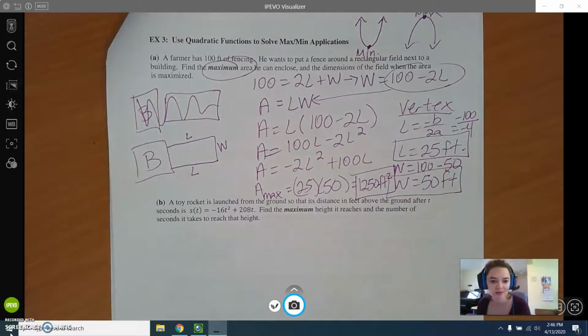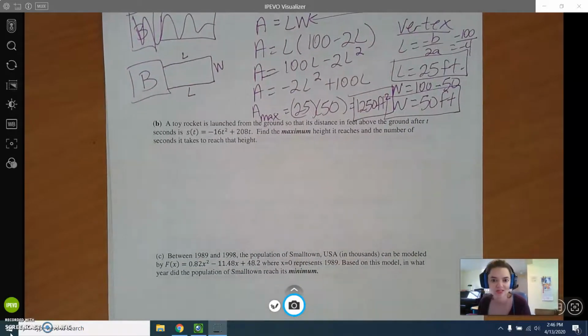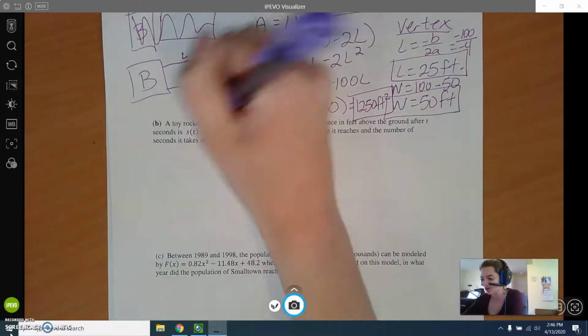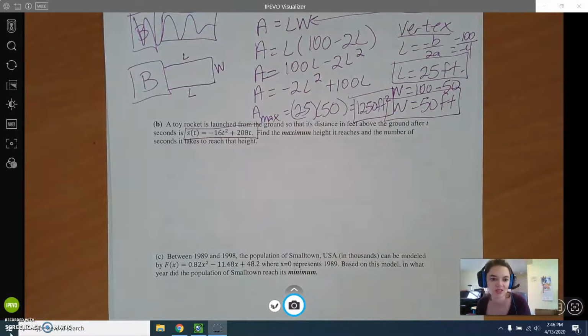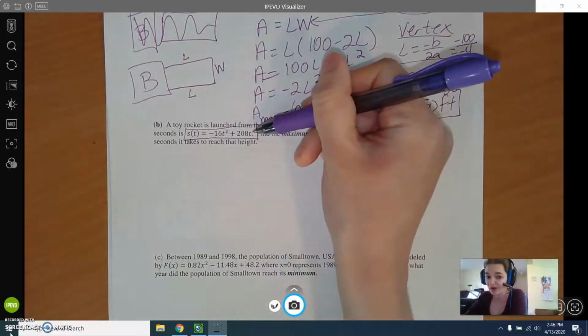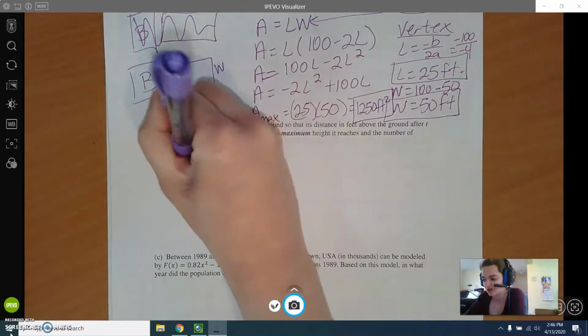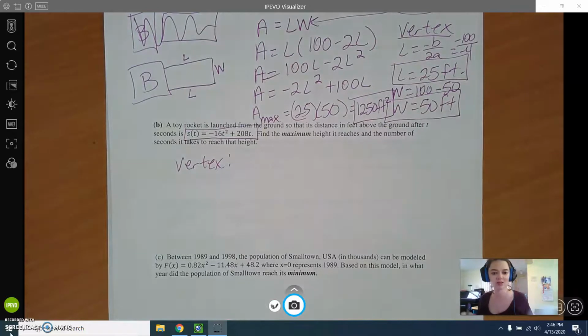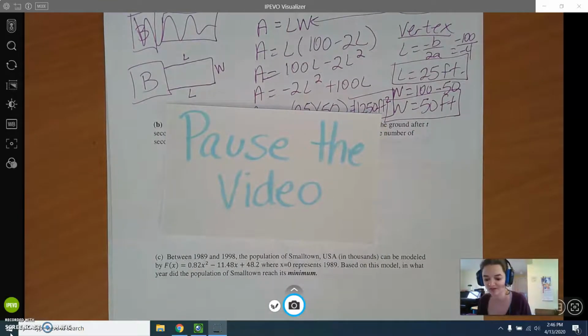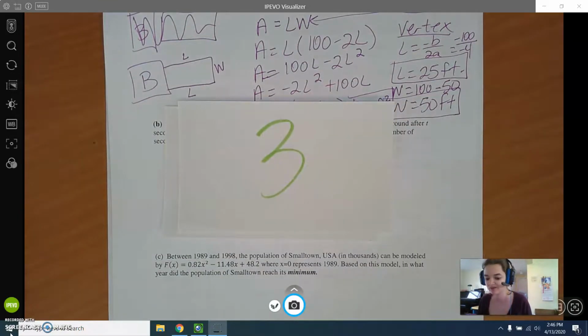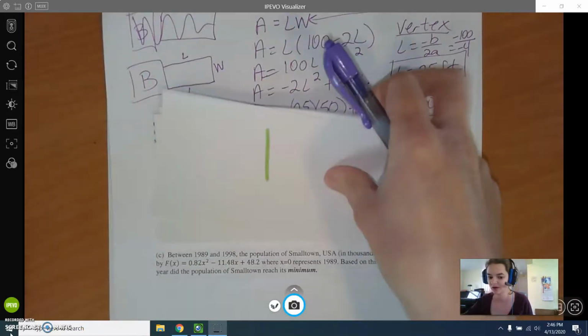The next one says, a toy rocket is launched from the ground so that its distance in feet above the ground after t seconds is right here. All right, so we've got s of t equals negative 16t squared plus 208t. Find the maximum height it reaches and the number of seconds it takes to reach that height. So I'm going to give you guys a second. All I want you to do, here's your equation. It's already made for you. Find the vertex. Okay? And then we'll talk about what those things mean. Okay? So, pause your video, find your vertex, and I'll show you the answer in 3, 2, 1.